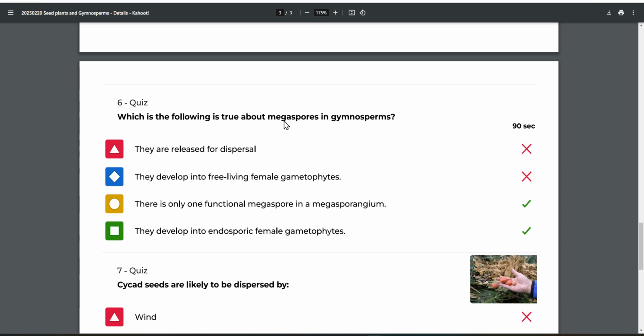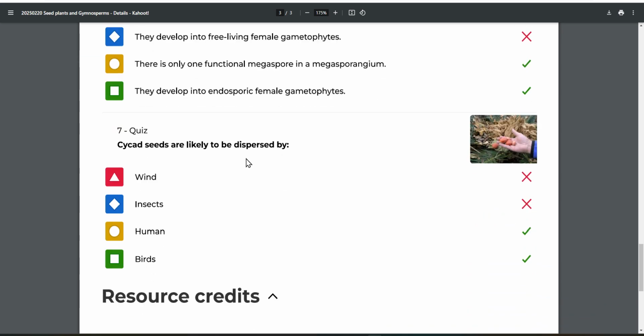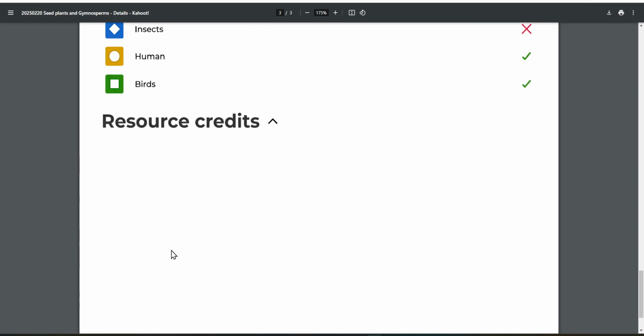Which of the following is true about megaspores in gymnosperms? Megaspores, they will only produce one megaspore in each megasporangium, and they develop into endosporic female gametophytes. They will never be free living, and they will never be released for dispersal. Cycad seeds are likely to be dispersed by mammals, like humans, for cultivation, and birds, for food, probably.